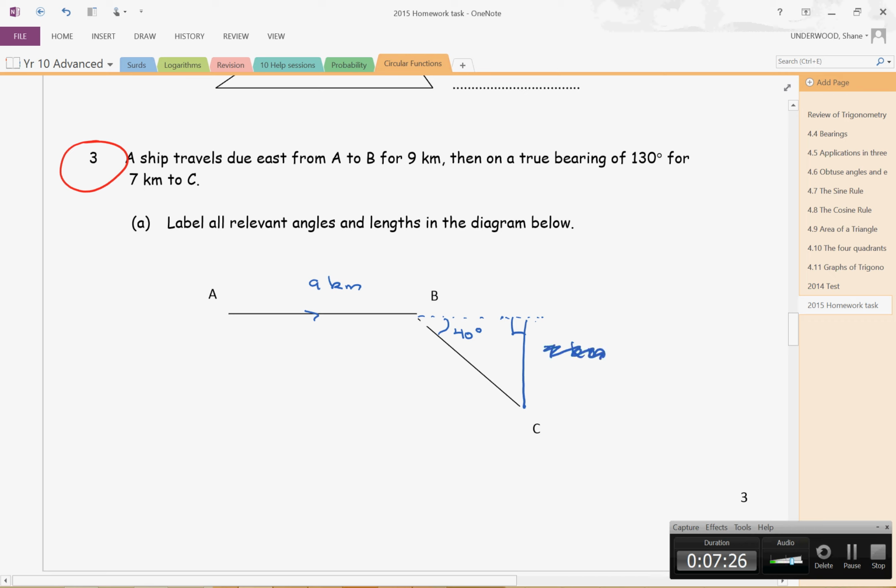That's 7 kilometres. Okay, so it just says label all the diagrams. That's 9, that's 7, that's 40 degrees with any angles. That's all you had to do. Is that inside 140? Yes, that's correct. Wouldn't the inside be 140? Just wait a second. This is 140 degrees.